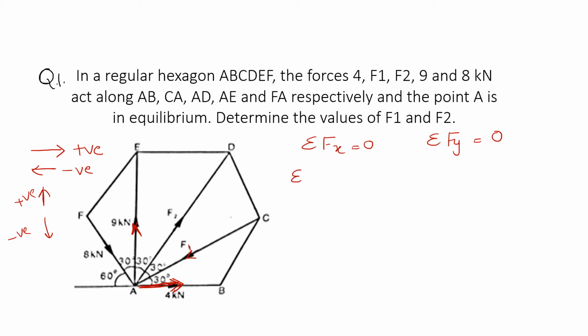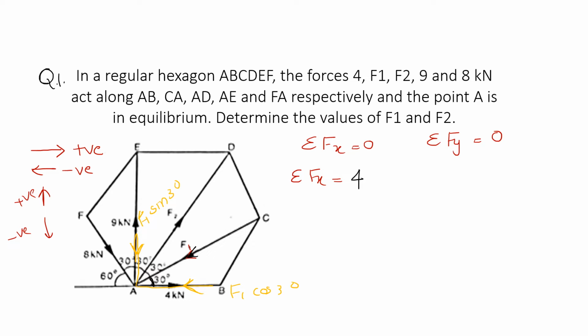So first horizontal components. First one is 4 kN, that is in the rightward direction, so we can take it as positive 4. Next force is F1. F1 with the horizontal angle is 30 degrees, so two components are there. Horizontal component of F1 is F1 cos 30, arrow leftward, and its vertical component is downward, F1 sin 30.